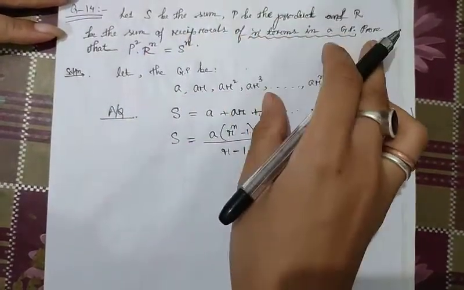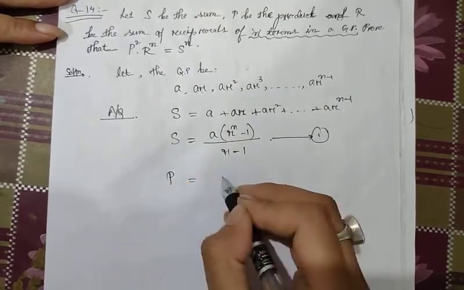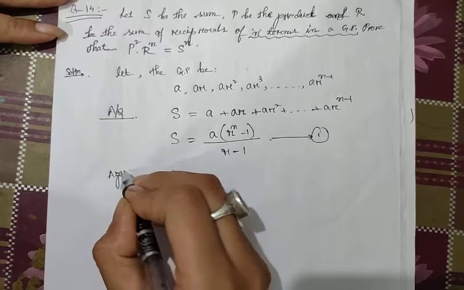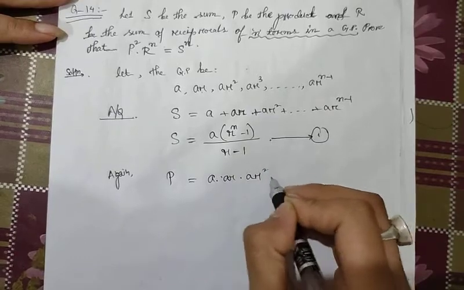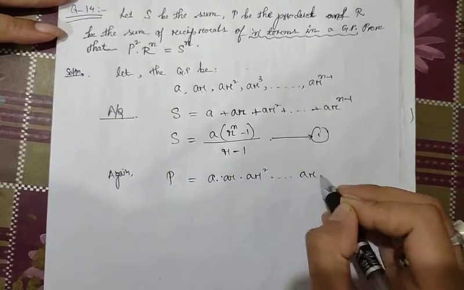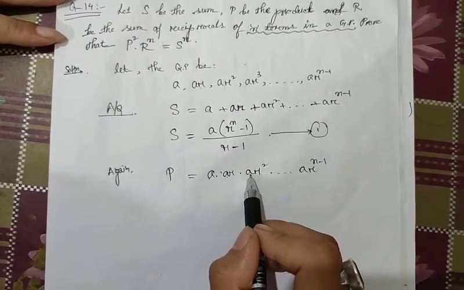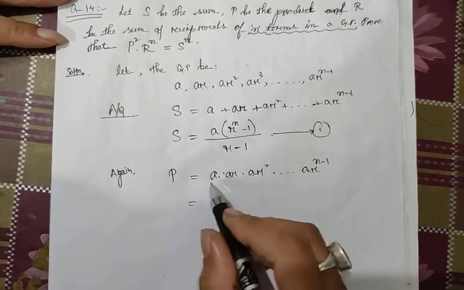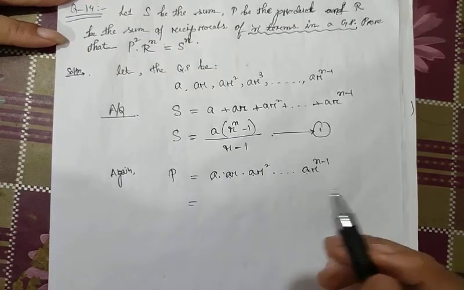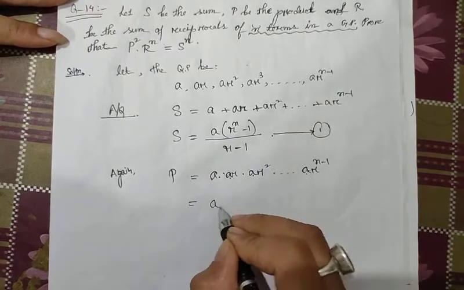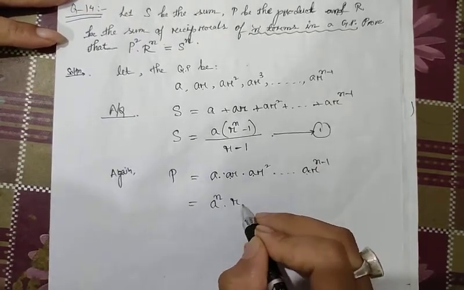Again, let P be the product of these n terms. P equals a into ar into ar square going to ar to the power n minus 1. In the first term we have a, in the second term a, in the third term also a. How many terms do we have? N terms, and in each term we have a. So how many times does a multiply? N times. So a to the power n. We are left with r.